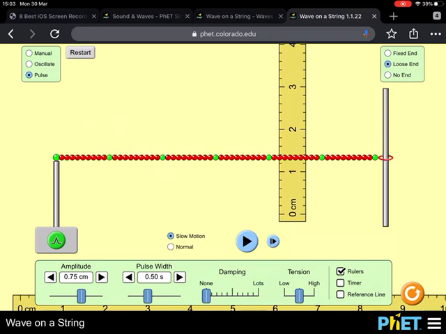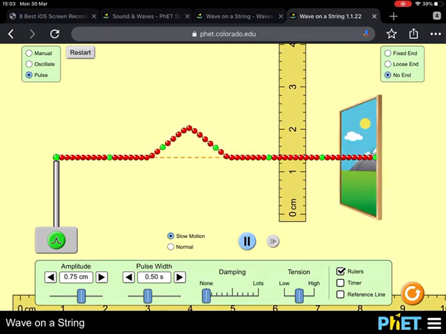One other thing I want you to notice, if I send a pulse, I explained to you again, pulse with a fixed end versus a loose end, and of course no end is that will just go out the window.